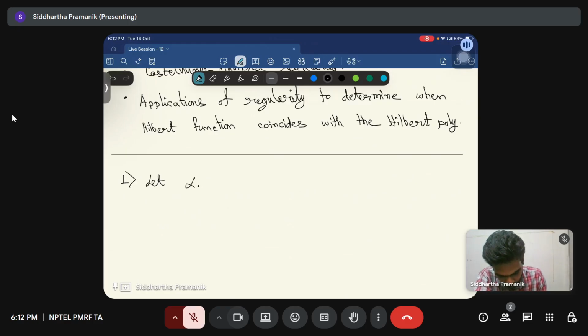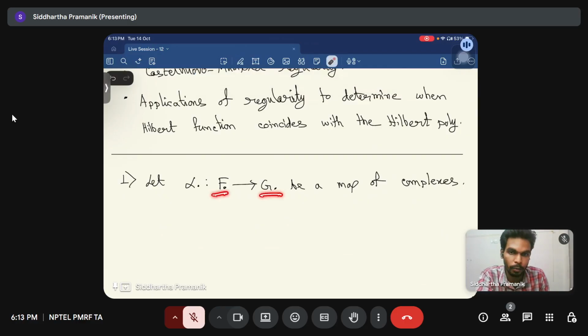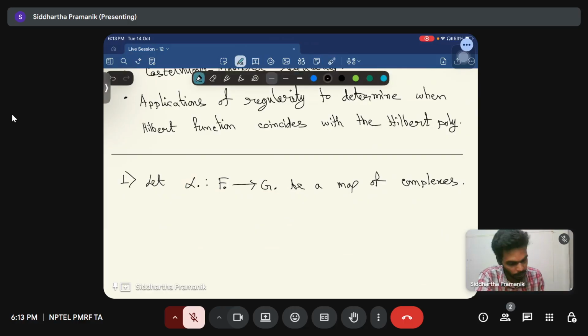Let alpha dot from f dot to g dot be a map of complexes. So that means this f dot and g dot are two complexes, and this alpha is a map between f dot and g dot. Then show that alpha dot is an isomorphism.